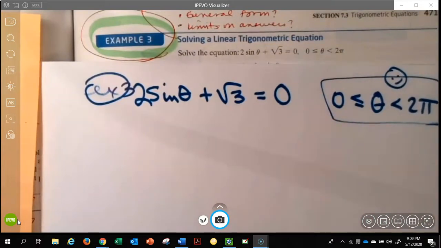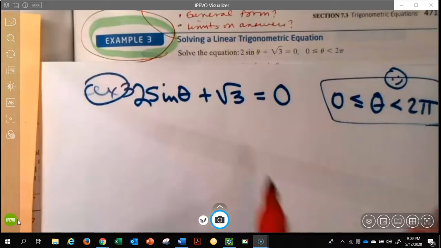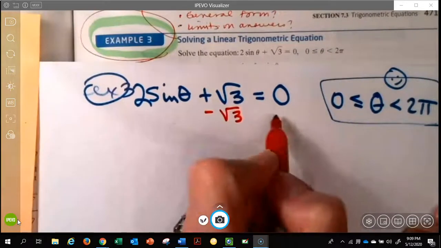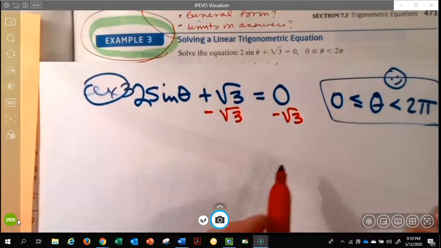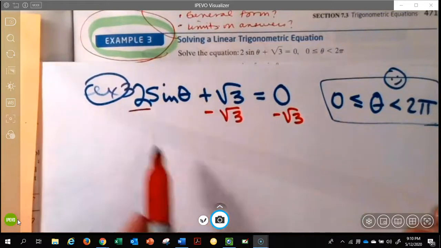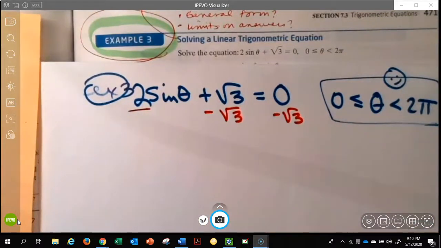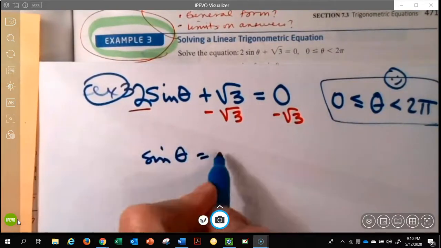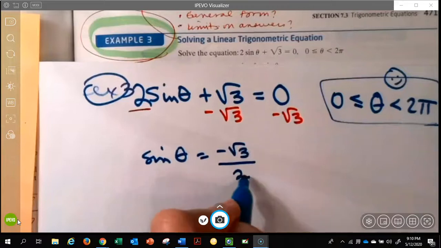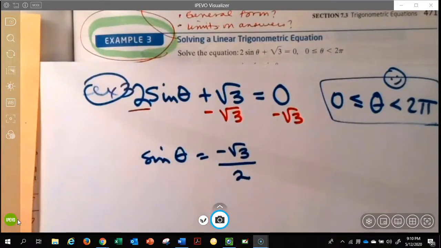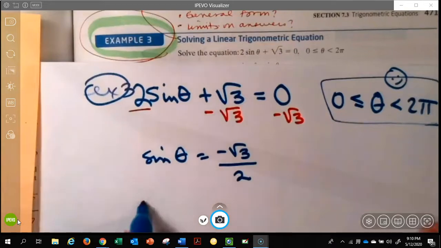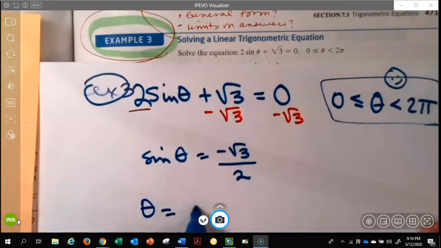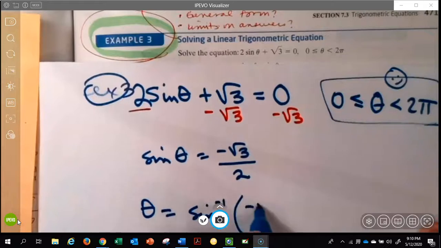So when you look at this, there's no need to panic or freak out, just look at it like a regular equation. We're going to move the square root of 3 to both sides, and then we're going to come back and divide by that 2. So a pretty quick rearrange. Our sine theta is going to end up being a negative square root of 3 over 2. When you see this, your brain has to be aware that we are doing theta, and it's the inverse sine of this negative square root of 3 over 2.